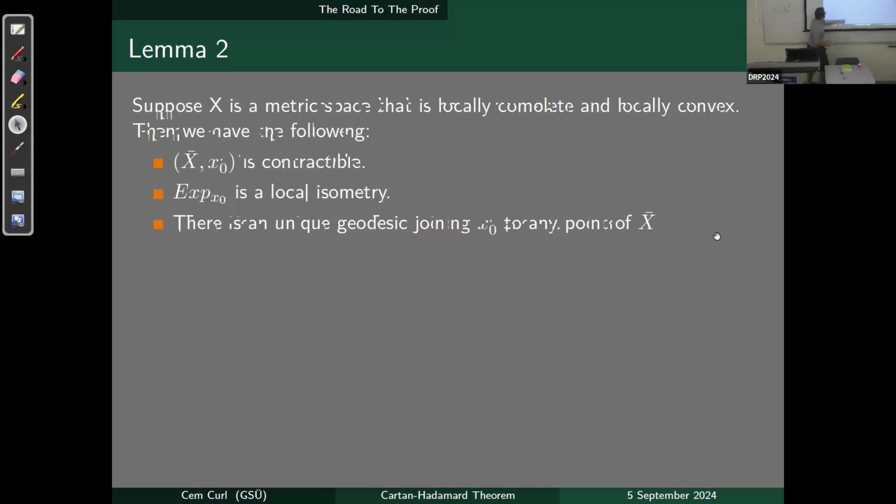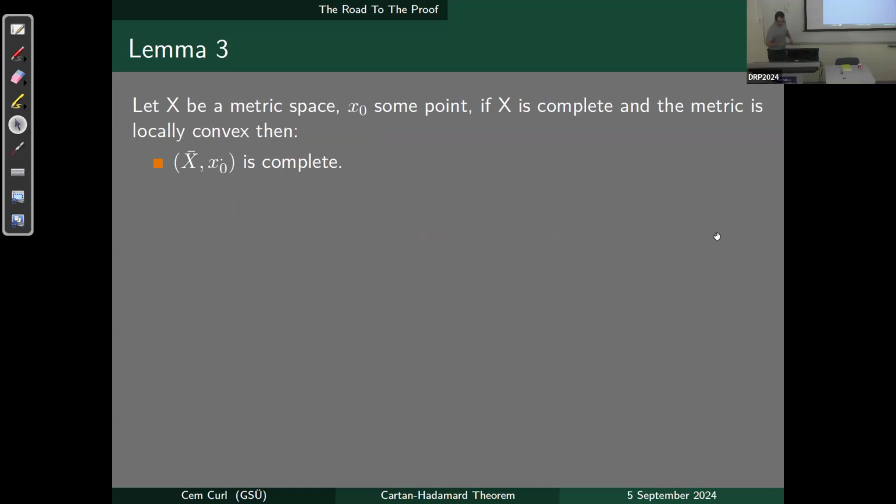There is a unique geodesic in this space joining this constant map to any point, so to any path on that space. Third lemma: let X be a metric space, X0 some point. If X is complete and the metric is locally convex, then the path space is complete.